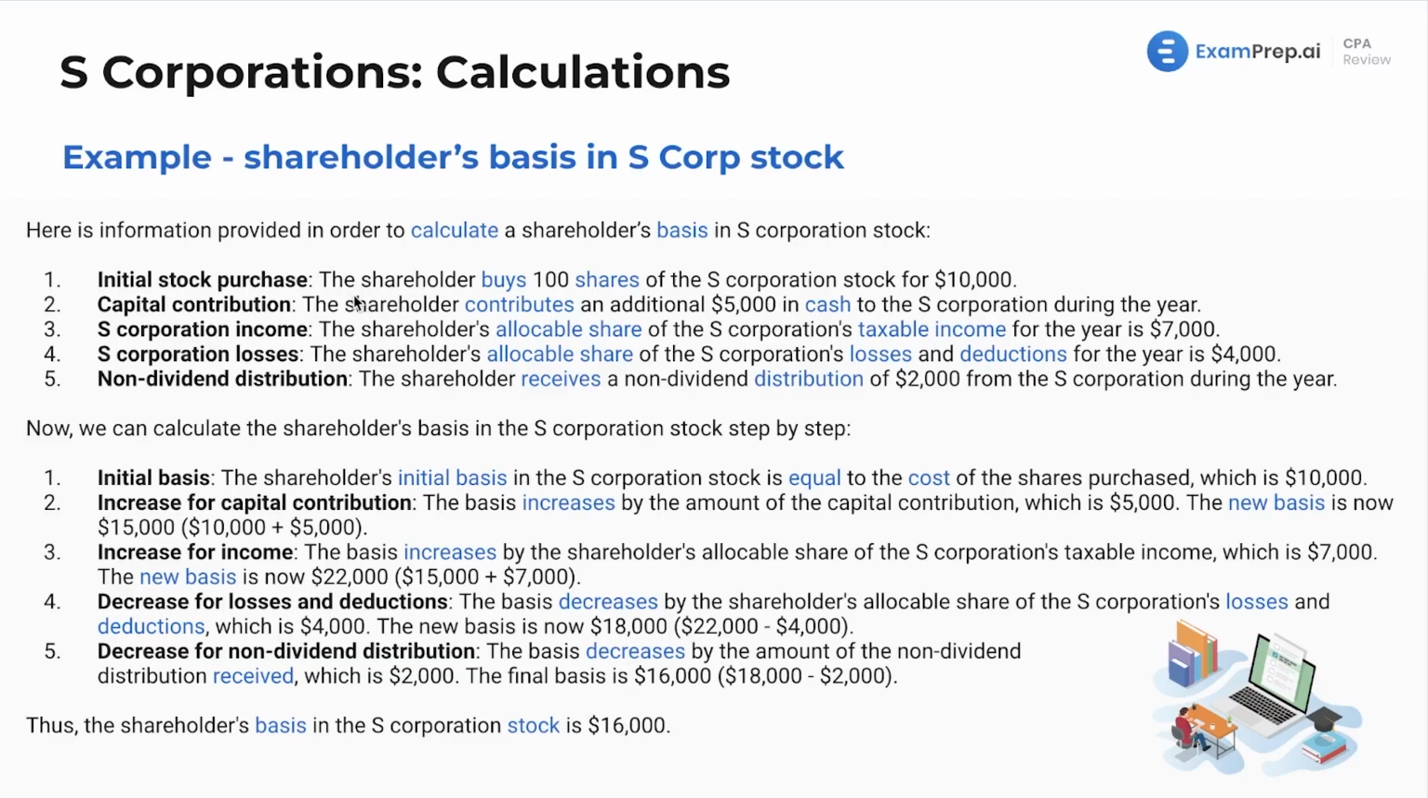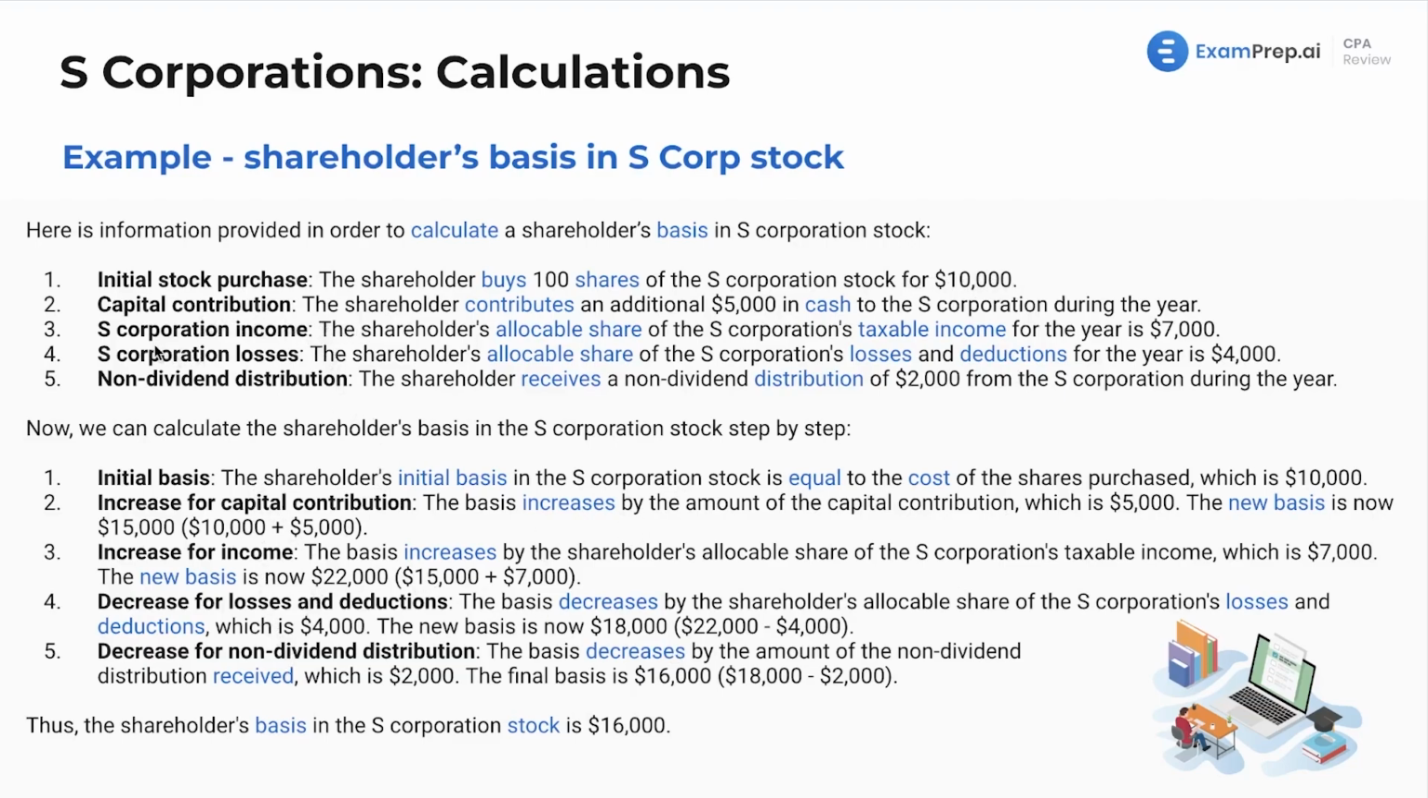You can use it for your bank account. What's your initial balance in your bank account? What are additions? What are some withdrawals you take from your bank account? And what's your ending balance in your bank account? The shareholder buys 100 shares of the S-Corp stock for $10,000. I would say that's going to be our initial basis, but we'll see all the math being done down here.